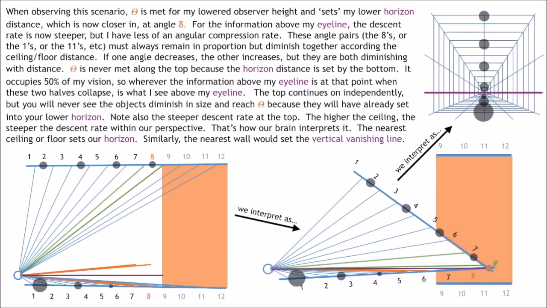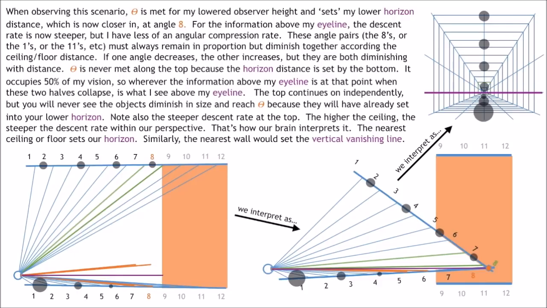So for the information above my eye line, the descent rate is now steeper, just like with the bottles, but I have less of an angular compression rate, right? The angles are more open. So these angle pairs, the 8s or the 1s or the 11s, etc., must always remain in proportion, but diminish together according to the ceiling or floor distance. If one angle decreases, the other increases, but they are both diminishing with distance. Theta is never met along the top again, because the horizon distance is set by the bottom.